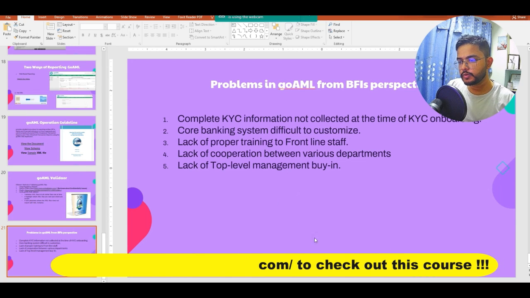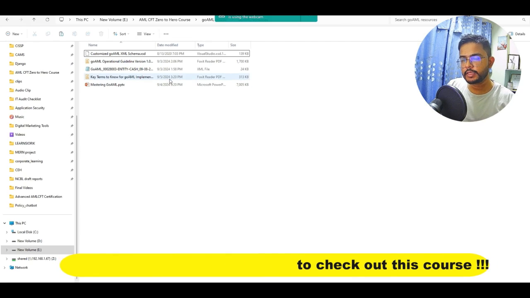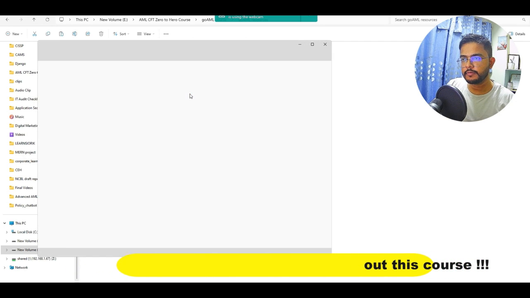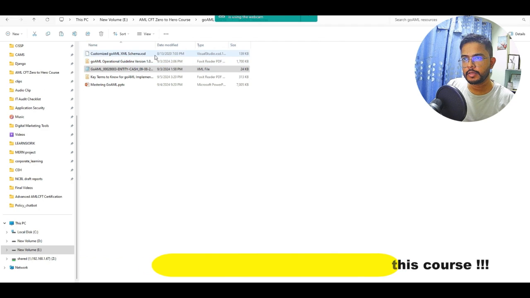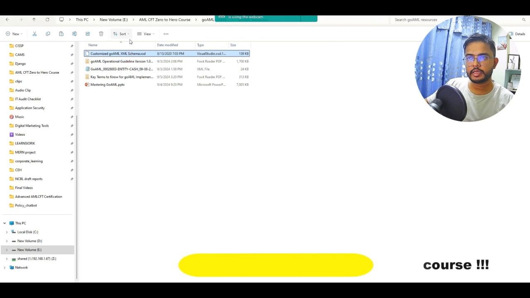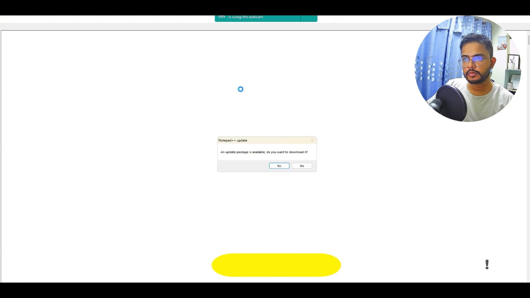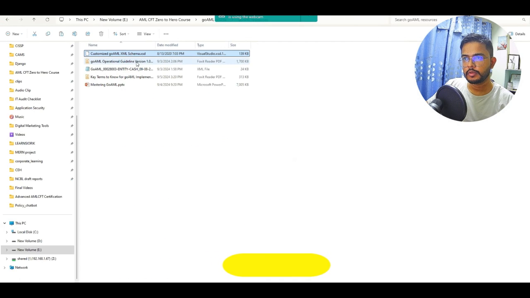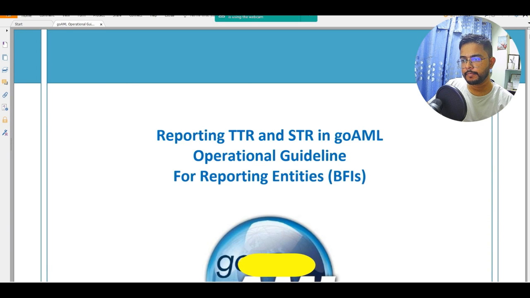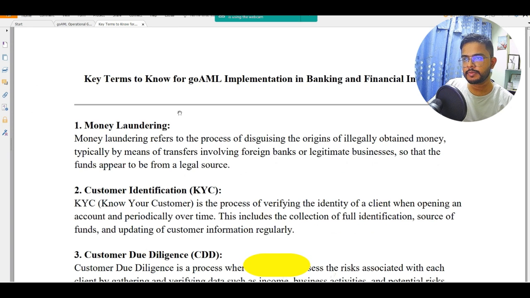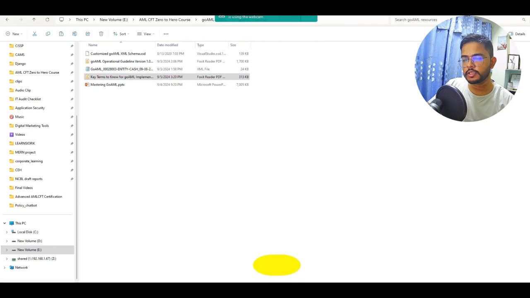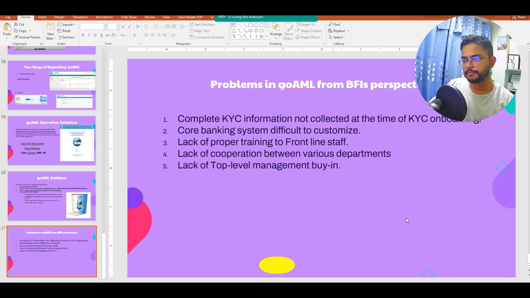Further, with this course, you will get these valuable resources: an example of an XML file, the goAML schema, the goAML operational guideline, and some key terms relating to goAML. And of course, all the presentation slides.